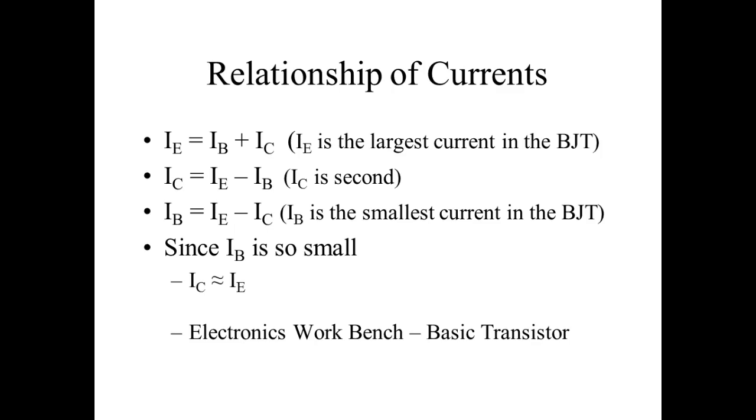The largest current is what? The emitter current, followed by the collector, followed by the base. They're almost identical, but they're not. So for calculation purposes in our math, we're going to use them as being equal, but they're never equal. But they're so close, it's not going to affect our math.